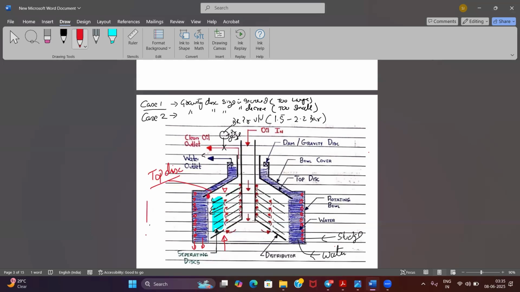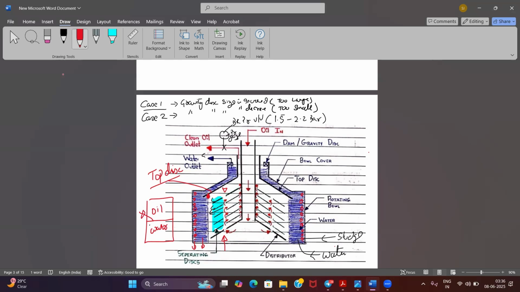What is this interface? If I take a simple example, suppose I've kept a mixture of oil and water for a long period of time, what will happen after some time? Water will accumulate at the bottom, and oil will accumulate at the top. So this line will be known as the interface, where this separation has happened.